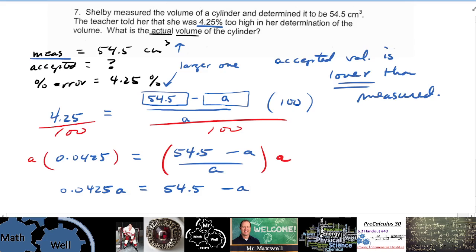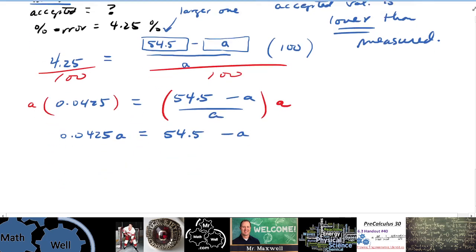So we get rid of the A in the denominator. That's really nice because now we have like terms that we can gather. For those of you that are whizzes at math, you would say, here's an A term and there's an A term, let's get those together because I need to solve for A. So I'm going to add A to both sides. That's 1A. This might look a little strange because really this is understood to be minus 1A, so I'm adding 1A, which means that over here on the left, this is 1 plus 0.0425A, or 1.0425A equals 54.5.